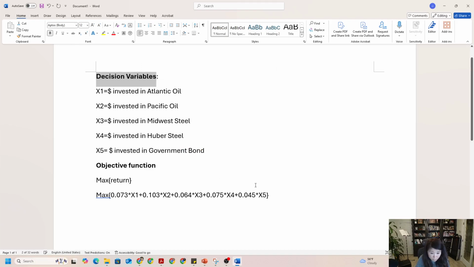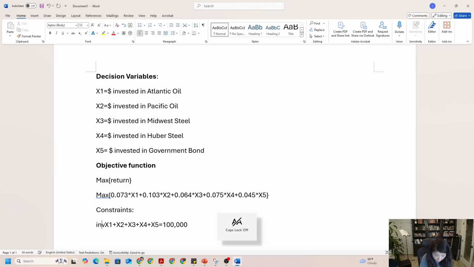My decision variable, my objective function. Now I'm going to start to list my constraints. As I said, we will have several constraints, but the first constraint is we have $100,000. We need to make sure we use all $100,000. Therefore, the investment x1 plus x2 plus x3 plus x4 plus x5 has to equal 100,000, right? This is the total money we have here.